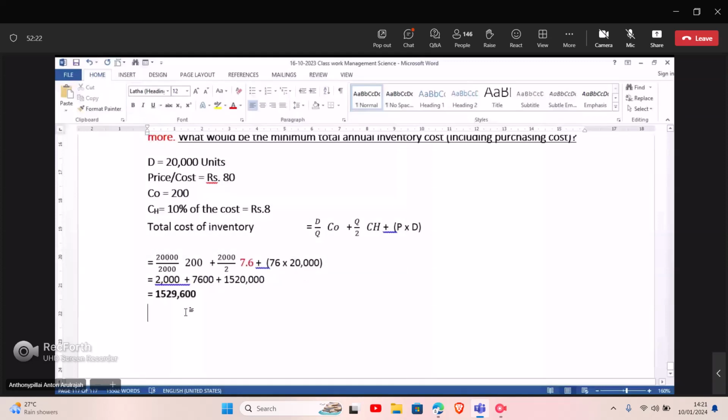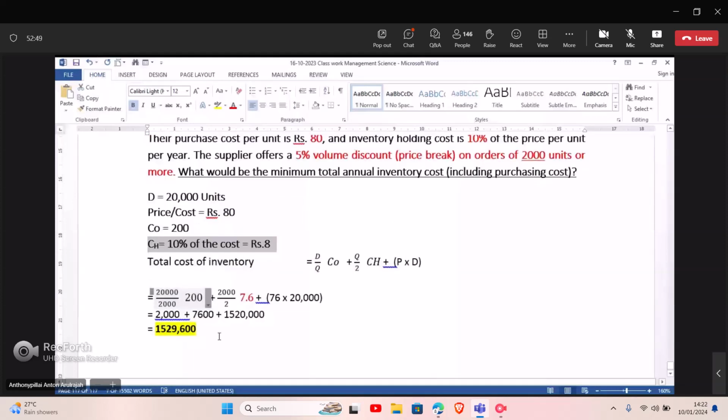Did you get this answer? 15 lakhs and 29,600. How many have got this answer? Yes. Some people are not considering this when a price discount is given, so be careful. So without the discount scenario, what is the answer? Total cost.